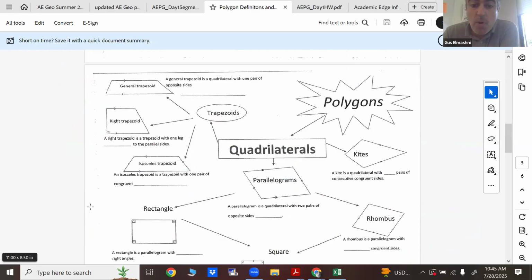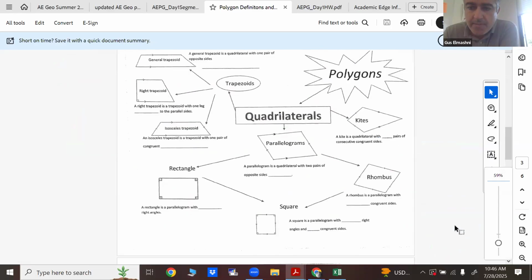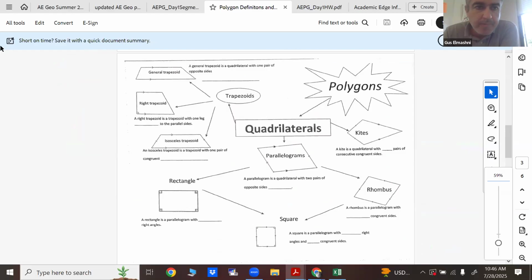More on polygons. Now we're going to look at quadrilaterals. Let me zoom out a tad. Okay, cool. A general trapezoid is a quadrilateral with 1 pair of parallel sides. Okay, that's a general trapezoid. A right trapezoid is a trapezoid with 1 leg perpendicular to the parallel sides.